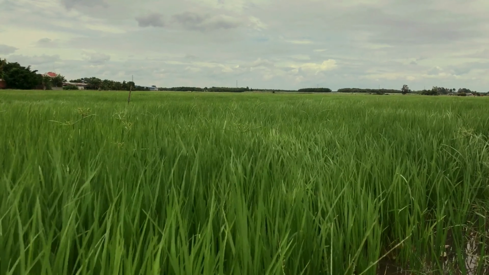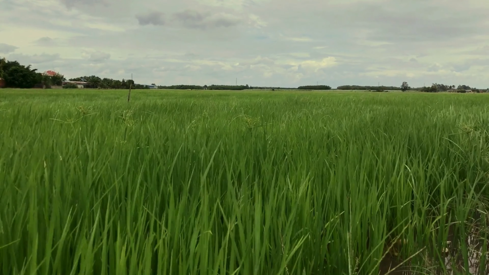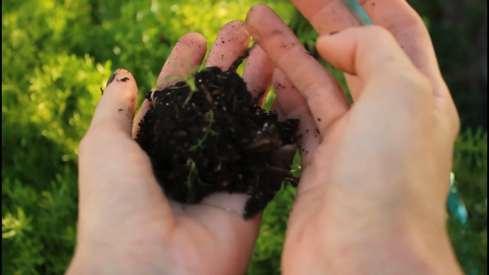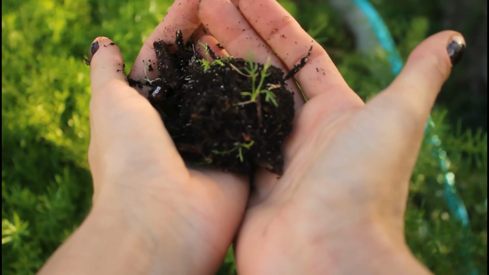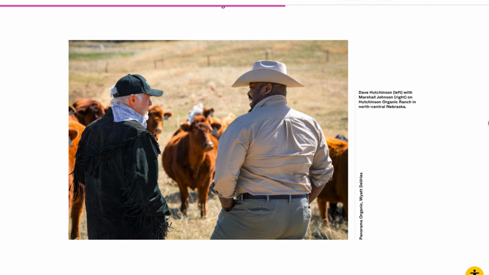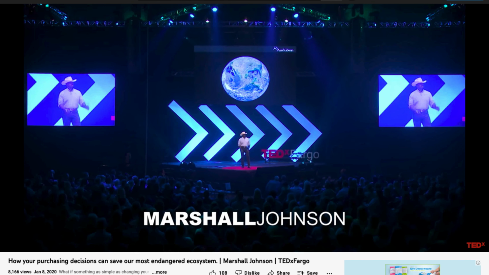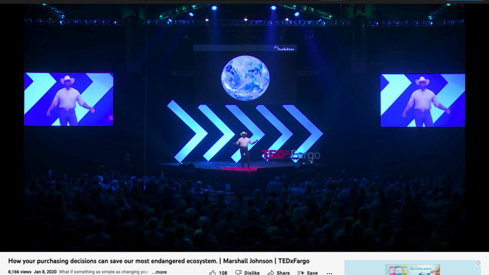So that covers the basics of the Soil Productivity Index, but there's one downside to this measurement. It, of course, only focuses on soil. So what if you are interested in the overall health of your land? That's a question that brought together two unlikely allies, Marshall Johnson, a conservationist at Audubon, and Dave Hutchinson, a rancher in north-central Nebraska. Marshall Johnson is the force behind Audubon's new BirdFriendly Beef program.